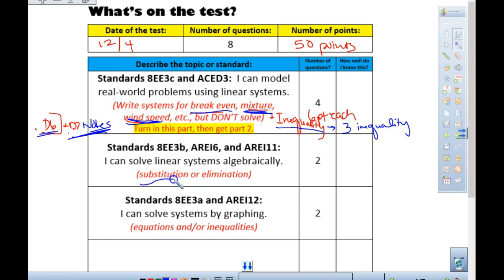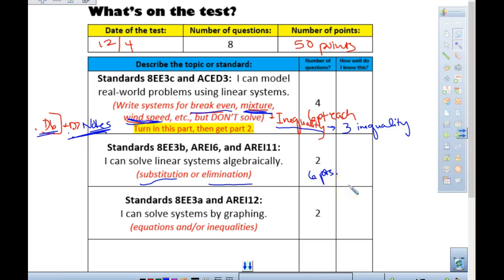I don't care if you use substitution or elimination, but what you will see is one of these 3, like the break even, the mixture, or the wind speed. You will do that part of the test, you'll turn it in, then you'll sit down and you'll pick up the second half of the test, and each of these is worth 6 points.